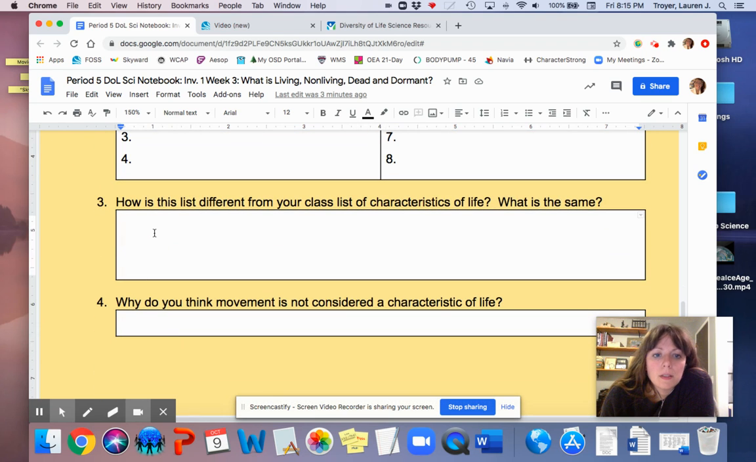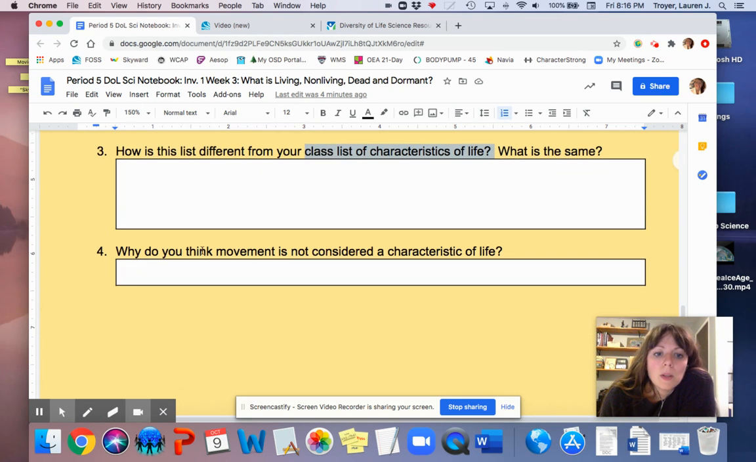How is this list different from your class list of characteristics of life? What's the same? To see your class list, you might not remember, so I would go to week one on Schoology and look at the living, non-living debate. Why do you think movement is not considered a characteristic of life?